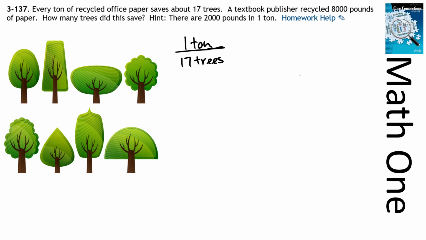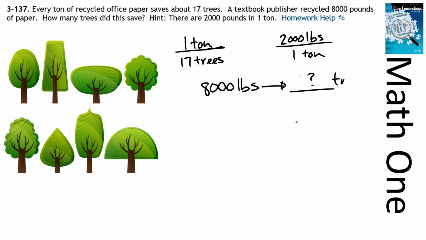And they also give us a hint. They said that 2,000 pounds is equivalent to 1 ton. So let me write that: 2,000 pounds is equivalent to 1 ton. Now the question they ask is, how many trees did it save? So if they're recycling 8,000 pounds, our goal is to figure out, hey, 8,000 pounds is equivalent to how many saved trees?